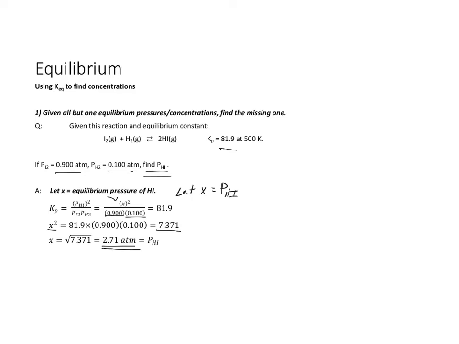Again, we have three species, so we need three pressures to calculate KEQ. In this case, we know the value of Kp, we know PI2, we know PH2. We solve for that unknown, and we've done so here.